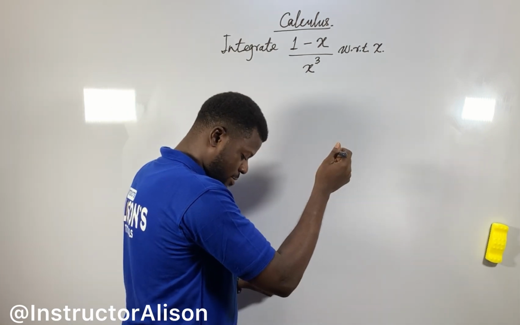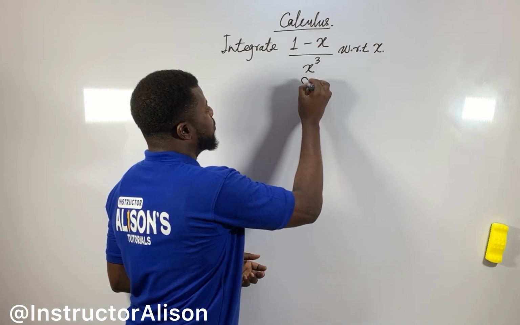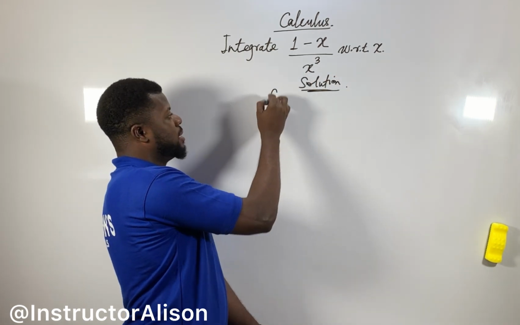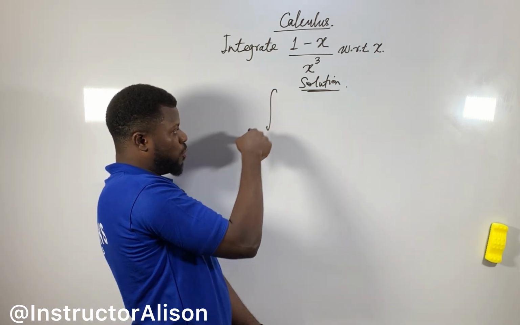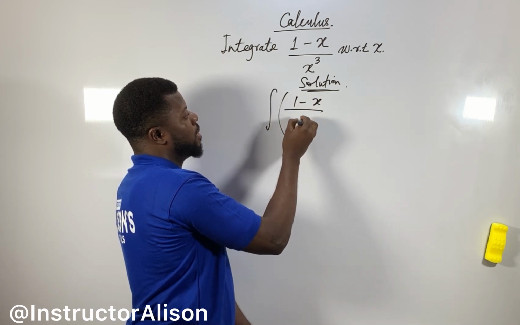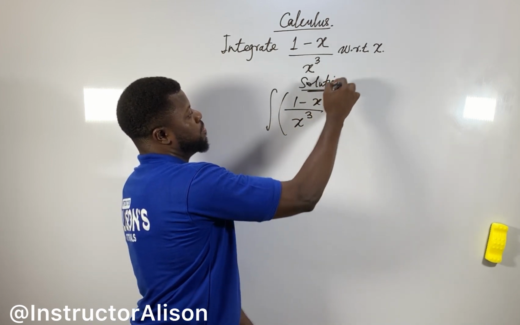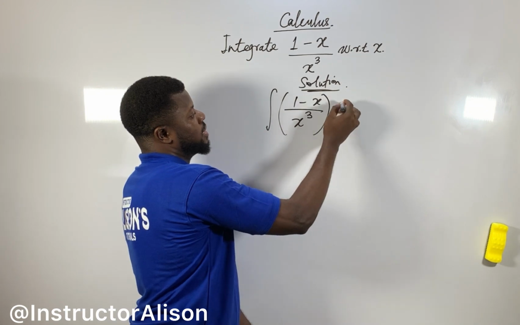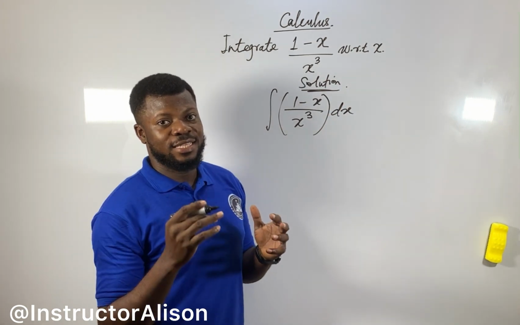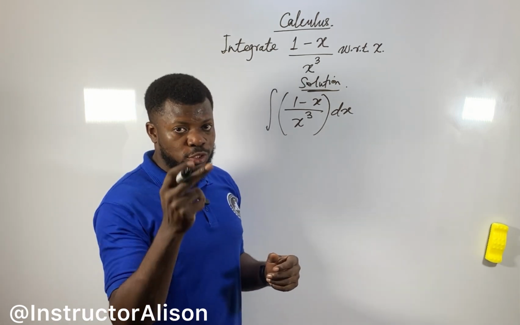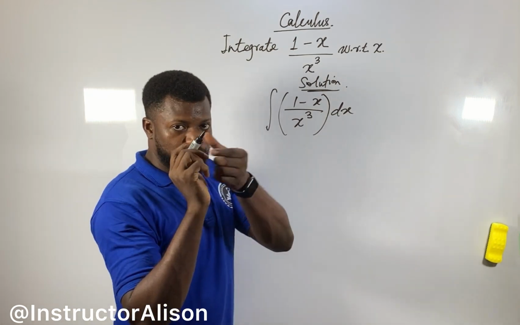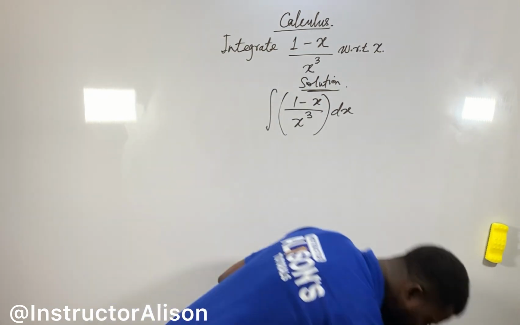So let us break it down. Interpret it like this: the integral of (1 minus x) over x cubed with respect to x, written as dx. You have heard of dy dx, dy dx. It is simple. I will still teach you how that works, so we do not run away from it.